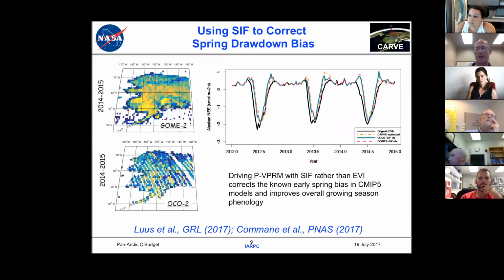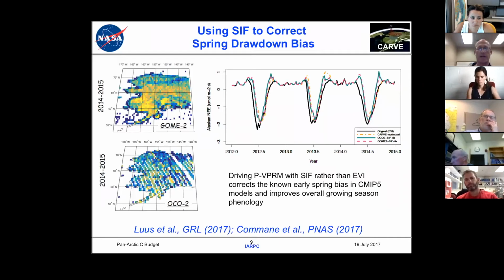And we found that these SIF-driven PolarVPRM models are agreeing much better with the estimates of the flux temporal distribution that we get from both the flux towers and from the inversions that are done using the atmospheric data from CARVE and flux towers.